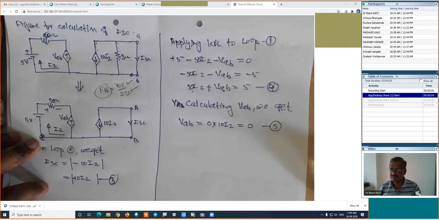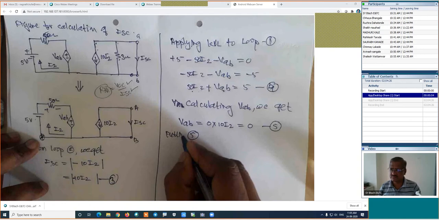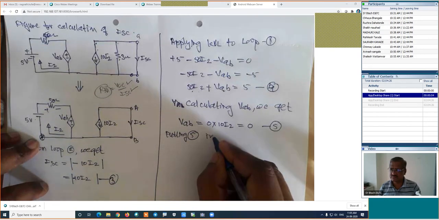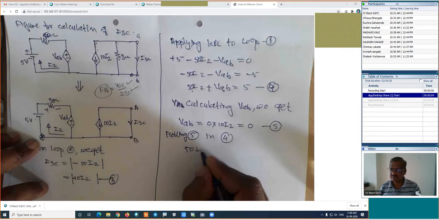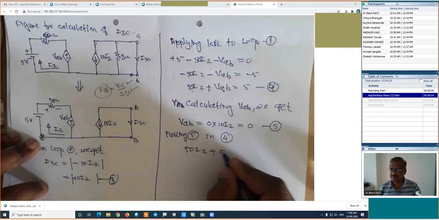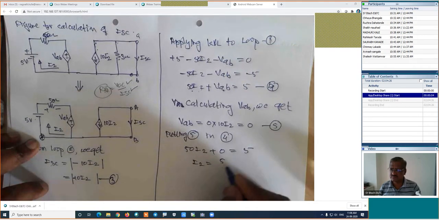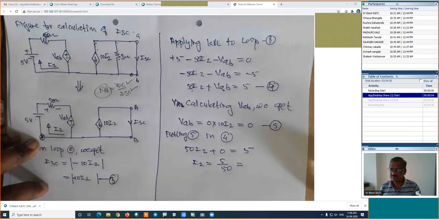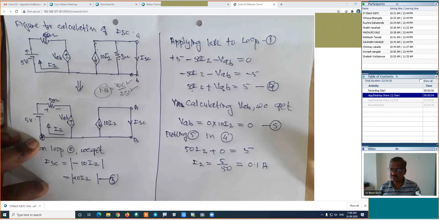If we put equation number 5 in equation number 4, we get 50 I2 plus 0 equal to 5. So I2 is equal to 5 divided by 50. How much is the I2? 5 divided by 50, its value is 0.1 amperes. This 0.1 amperes is the I2.